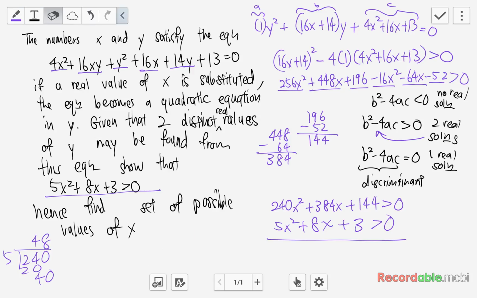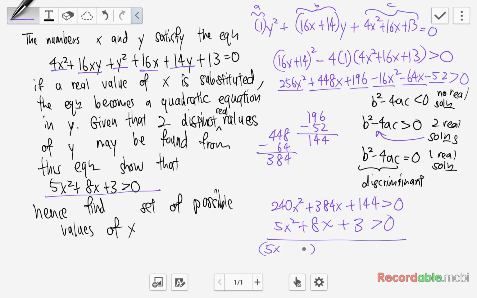So possible values of x such that this equation has two values for y. So how do I get this? Now I can factorize this, right? If I do 5x plus 3 times x plus 1, 3 times 1 gives me 3, 5x times 1 gives me 5x, plus 3x gives me 8x, and 5x squared. So this is fair.